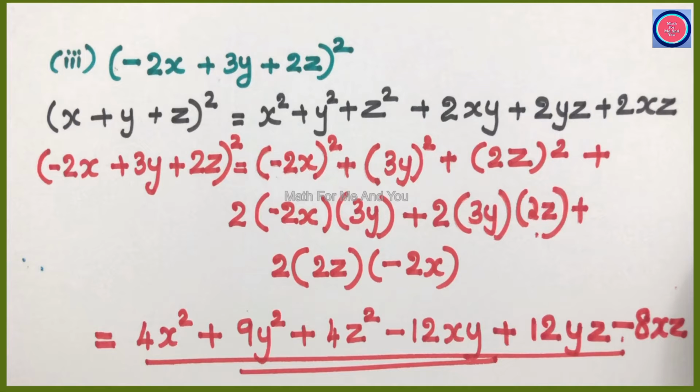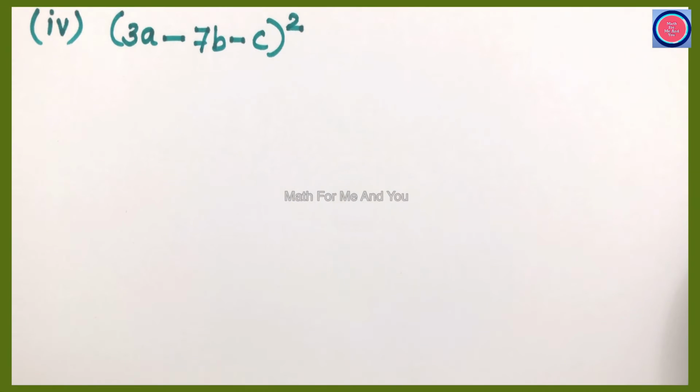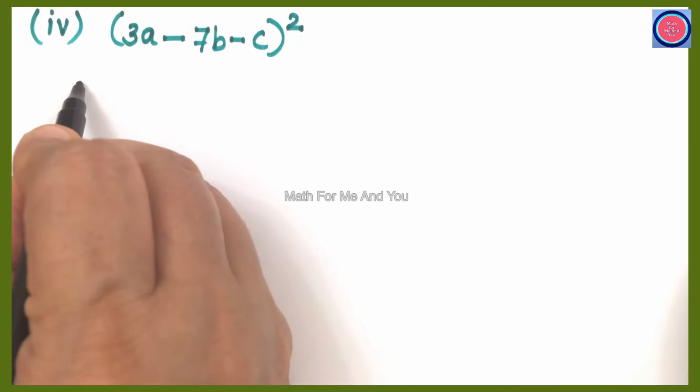Then the answer we get as 4x square plus 9y square plus 4z square minus 12xy plus 12yz minus 8xz. Next question, (3a minus 7b minus c) the whole square.